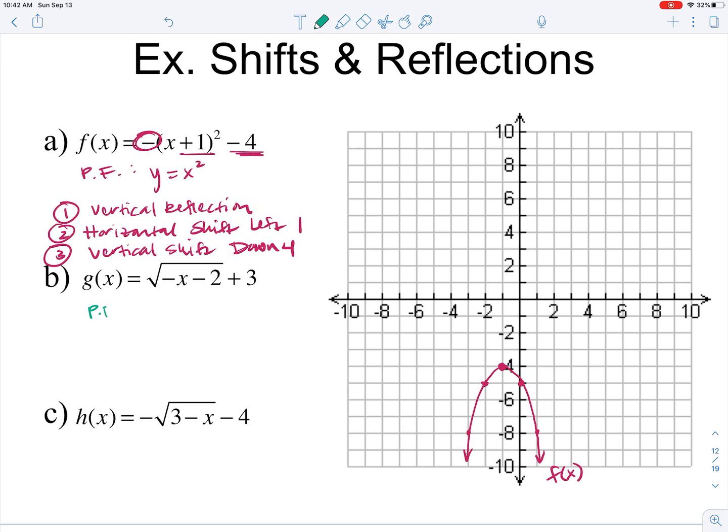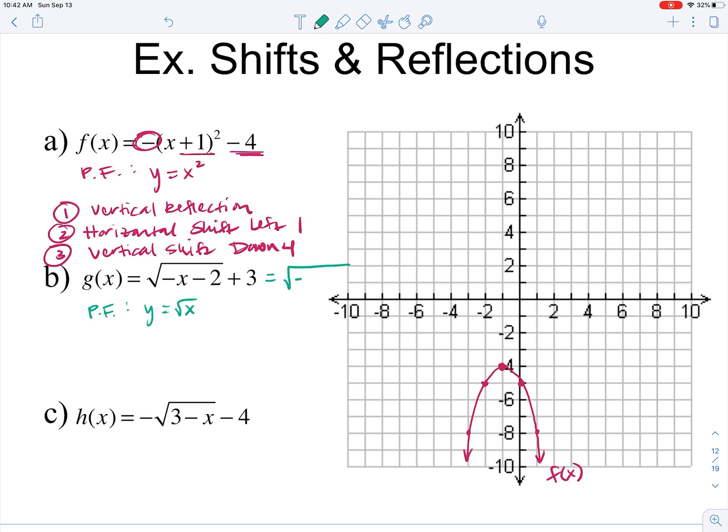Okay, let's use green next. So the parent function for g of x is the square root of x. Now, you have to be careful anytime something's happening to x. So anything horizontal, I just think you have to be extra careful and make sure you think about it for an extra moment. In order to see an actual horizontal shift, if something else is happening to x, whether it's a reflection or, as you'll see in the next part, a horizontal stretch or shrink, you have to factor out whatever is happening to x in order to see the actual horizontal shift.